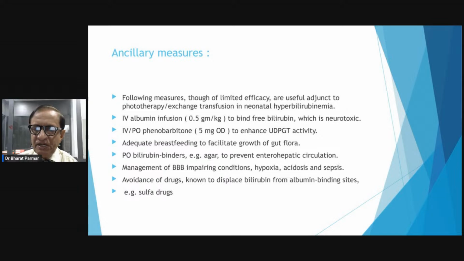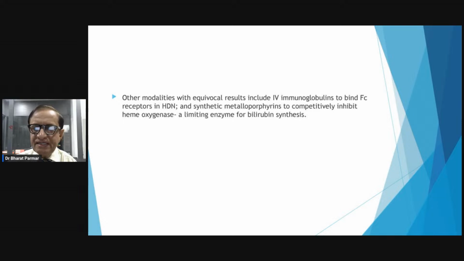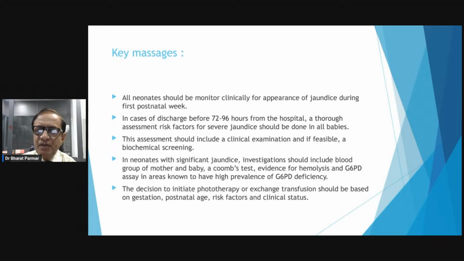Other modalities with equivocal results include intravenous immunoglobulin to bind Fc receptors in hemolytic disease of the newborn, and synthetic metalloporphyrin to competitively inhibit heme oxygenase, the limiting enzyme for bilirubin synthesis. So there is intravenous immunoglobulin for the management of unconjugated hyperbilirubinemia.